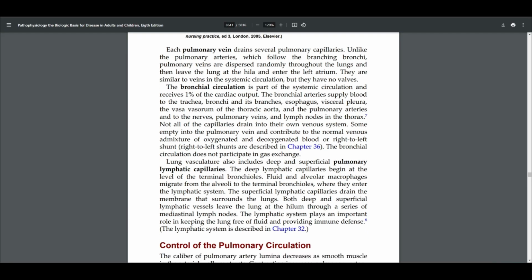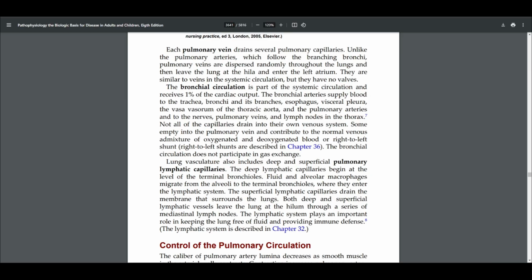Unlike the pulmonary arteries, which follow the branching bronchi, pulmonary veins are dispersed randomly throughout the lungs, and then leave the lung at the hilum and enter the left atrium. They are similar to the veins in the systemic circulation, but they have no valves. The bronchial circulation is part of the systemic circulation and receives 1% of cardiac output.